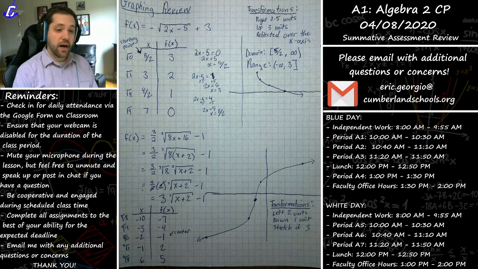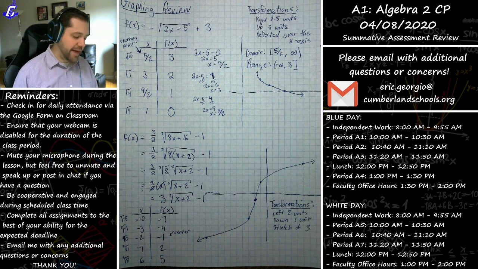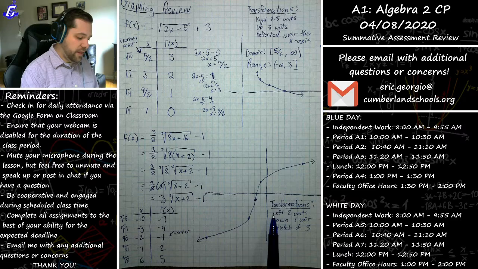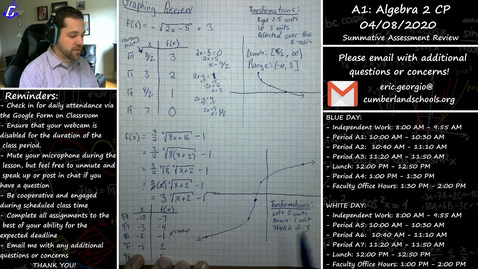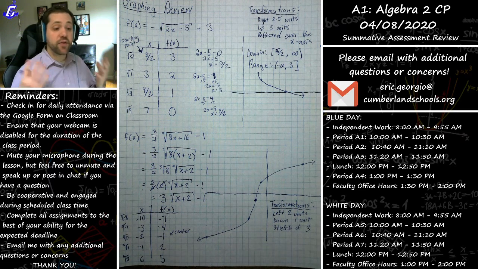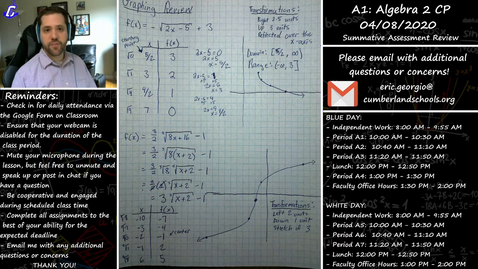I want to echo, I believe it was Luke who asked it a couple classes ago. He said, when you're going to write the transformations, can you instead say it has a horizontal shift of negative 2, a vertical shift of negative 1, and a stretch of 3? Absolutely. However you can communicate that movement to me is perfectly acceptable.